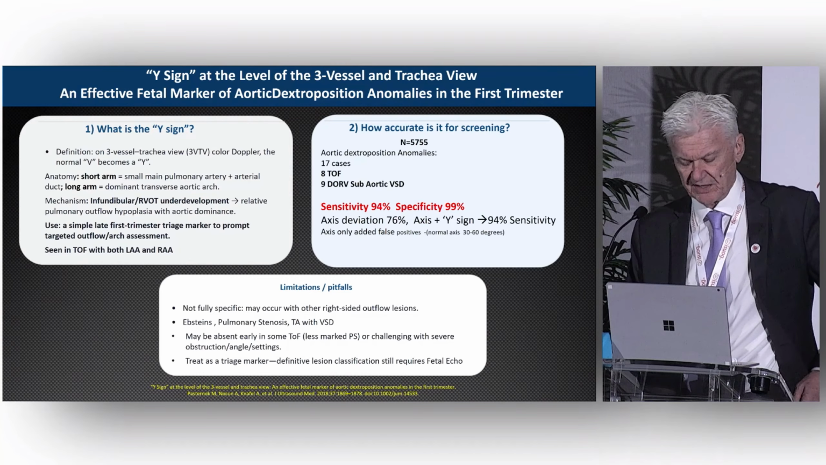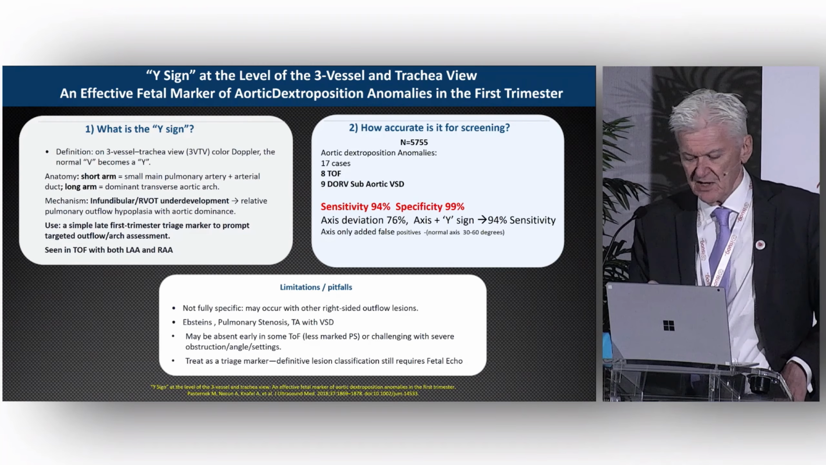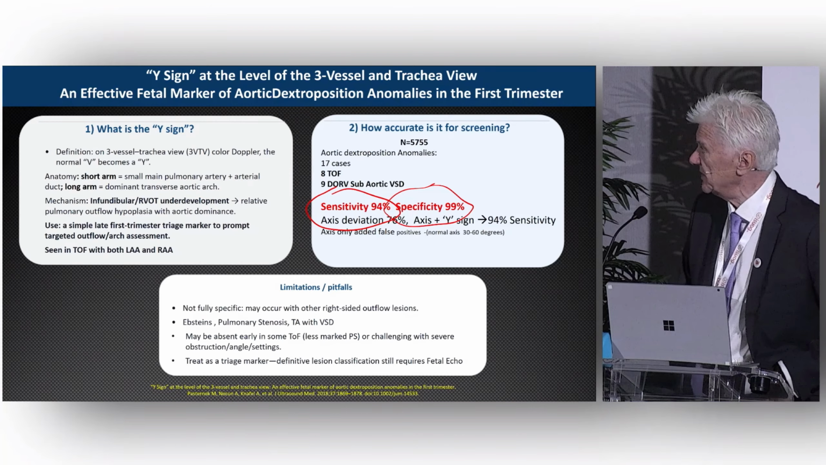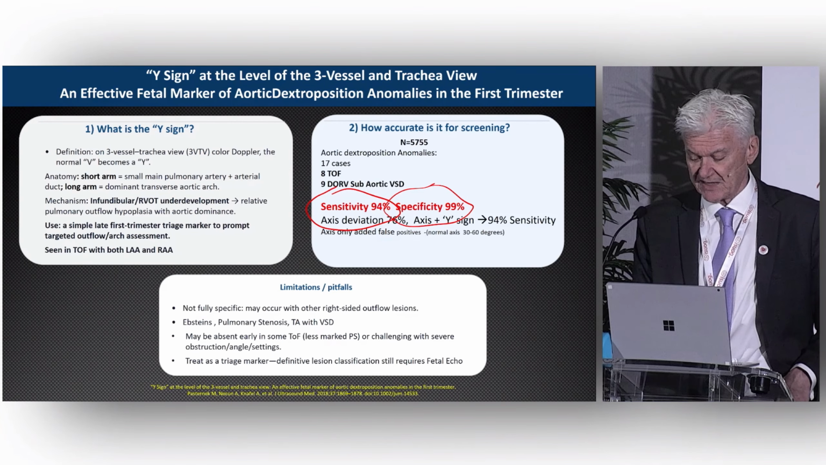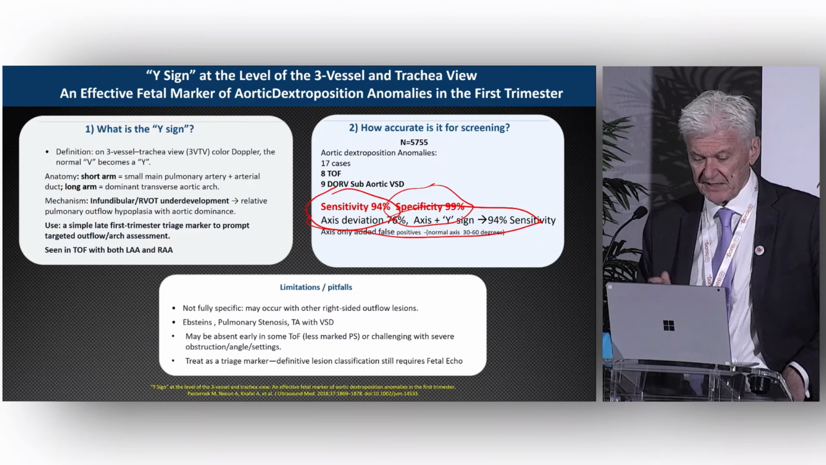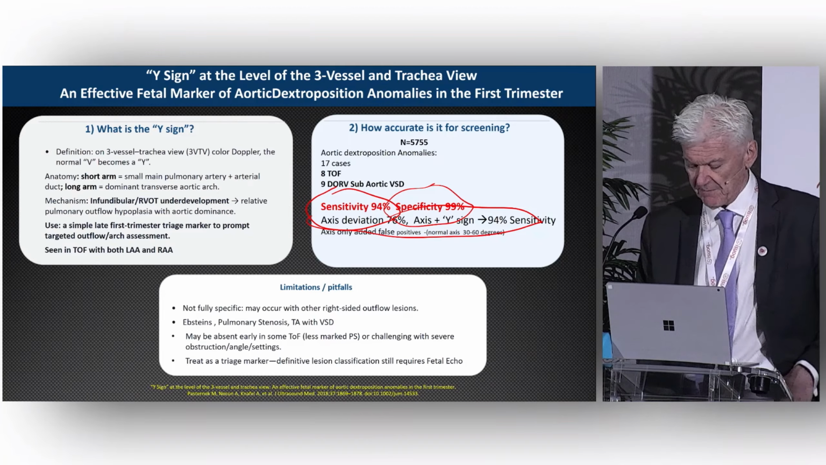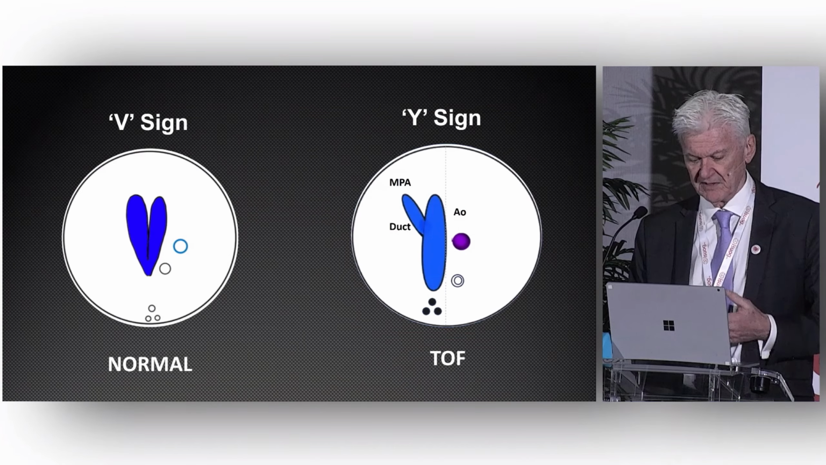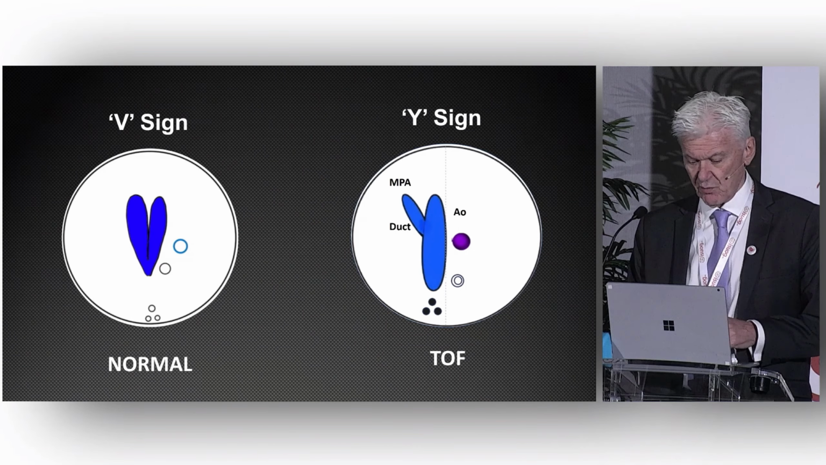The Y sign had a sensitivity higher than axis deviation and a specificity of 99%. In fact, they made the comment that axis deviation only increased the false positive rate, making comment that the Y sign is actually a very powerful marker. I'm not saying you should do that and not do the other. They're all helpful. That's what a V sign looks like. That's what a Y sign looks like.